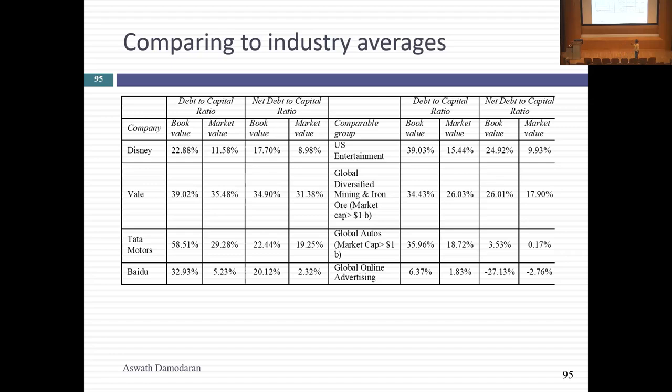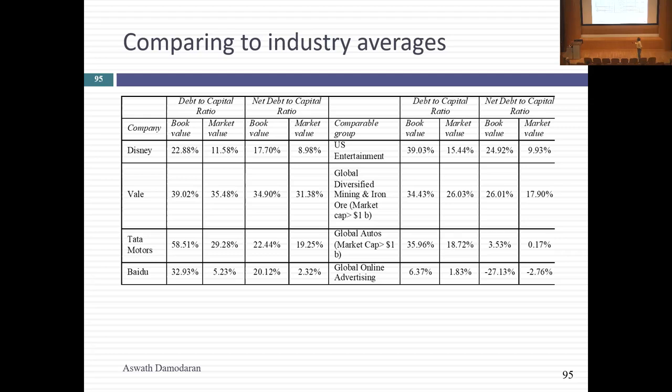I have gross debt ratios and net debt ratios. Remember, net debt ratios are net the cash out. So there are the numbers for each company. Let's take Disney. There are the numbers for my company based on book value and market value. There are the numbers for entertainment companies. I might be seeing things, but if you look at the four companies, a lot of what you see at these companies is driven by what you see in the sector.